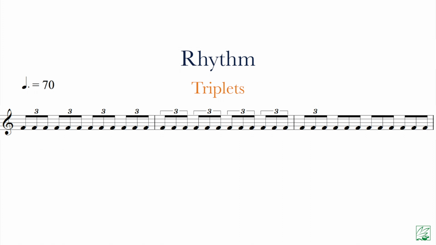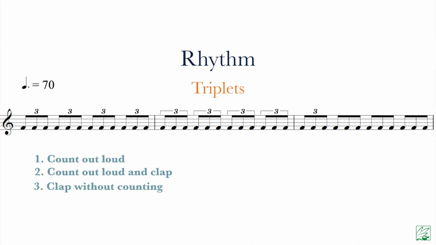Set the metronome to 70 and do the following. Count out loud 1, 2, 3, 1, 2, 3 over each triplet. Then count out loud and clap the triplets. Make sure you get the feel. Then try clapping without counting. Then try it with other tempos.